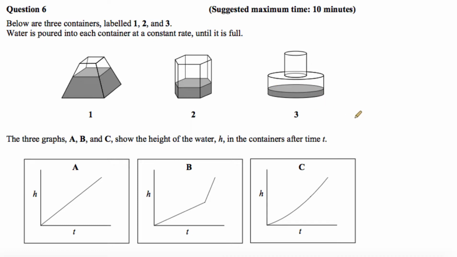The 3 graphs A, B and C show the height of the water H in the containers after time T. So our graphs have H up the y-axis and time going by across the x-axis. So as time goes by, what happens to the height as it's being poured at a constant rate? That's important. Constant rate, so the same amount of water going in per unit time.